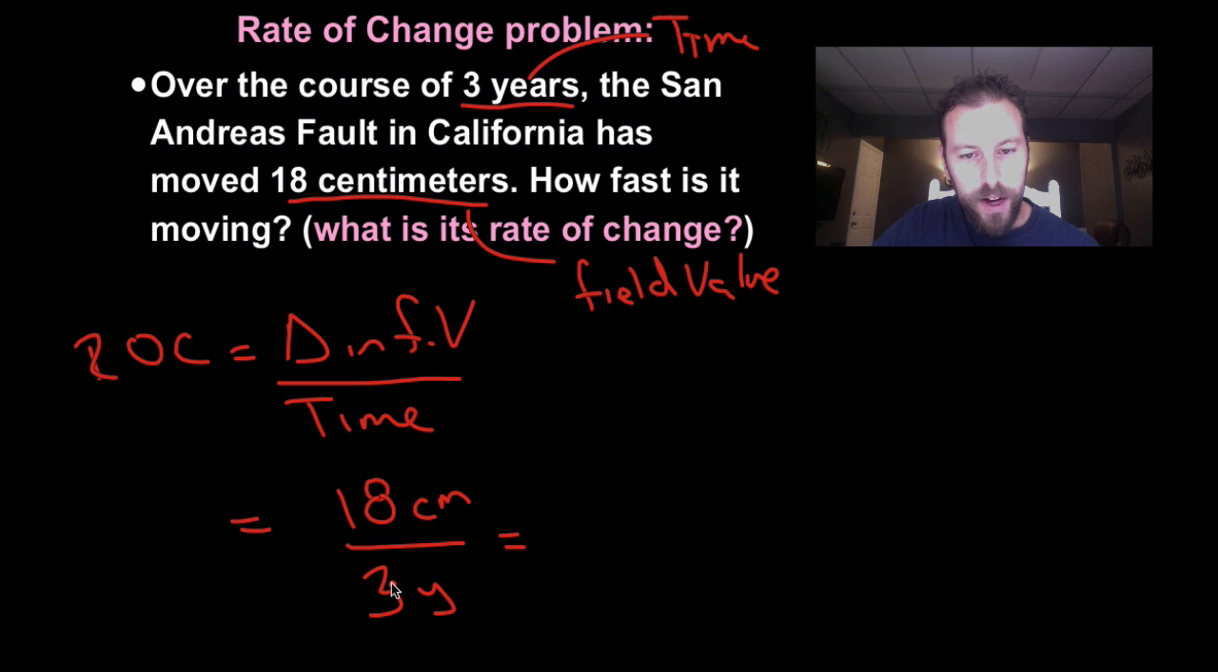Substitute in. Well, we know our field value is 18 centimeters over 3 years, our time. So 18 divided by 3 is 6. Centimeters per year. That's it. Doesn't get any easier than that.